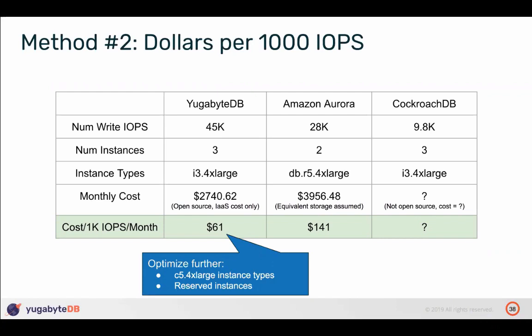And if you drop down to a C5 4x large, you'll be able to drop the price instead of an i3, which has NVMe drives. If you do reserved instances, you can drop it more. So you can do a bunch of tricks there.